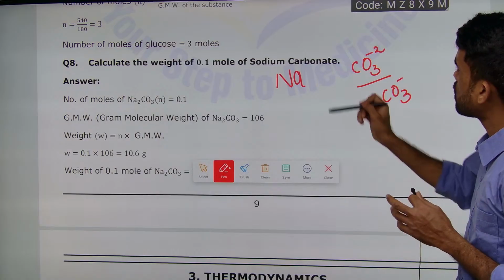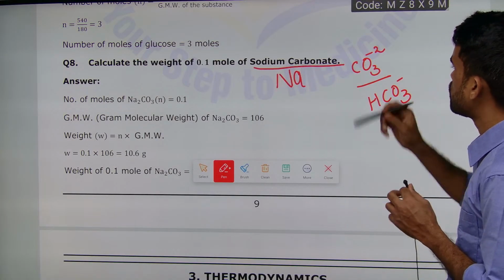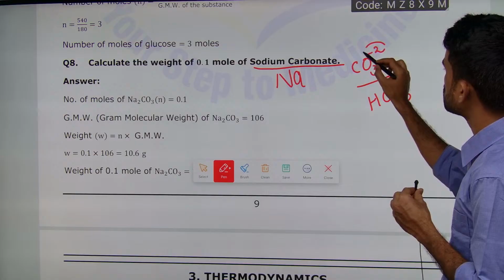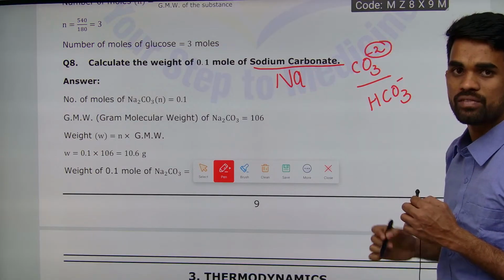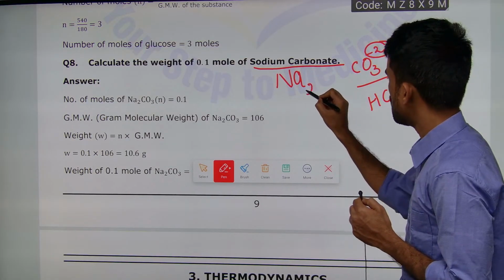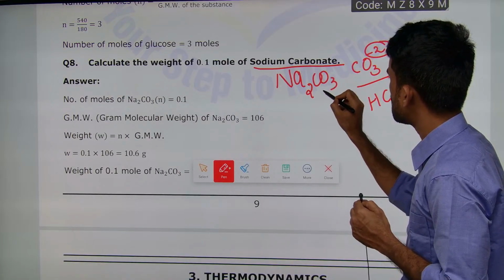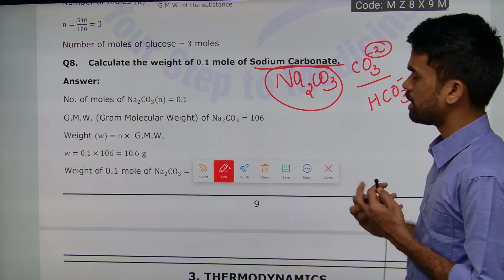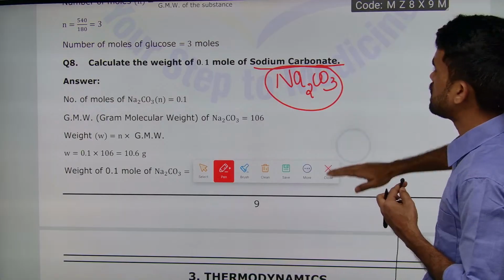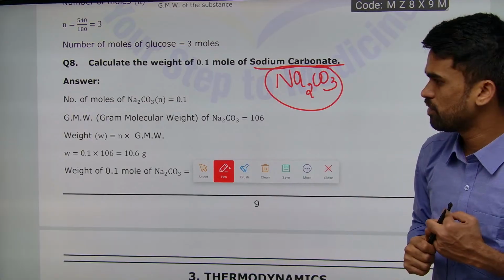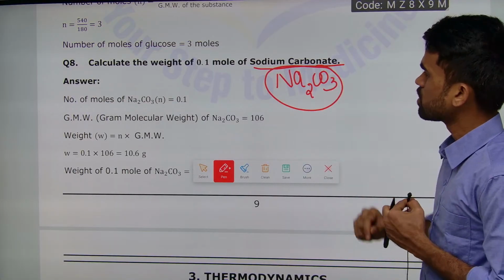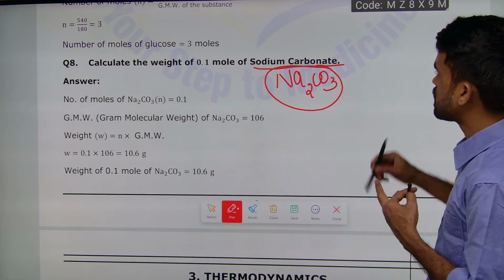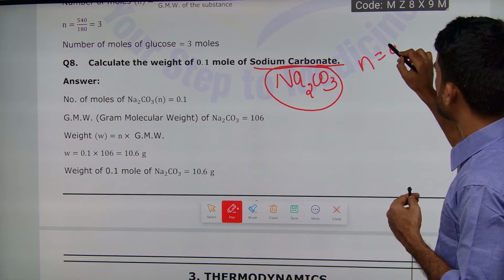What type of compound is mentioned? Sodium carbonate. So carbonate should have a -2 charge, then sodium will have a +2 charge. That means Na2CO3 is the chemical formula of sodium carbonate. So the first thing is getting the formula of the given compound from the chemical name. The number of moles given is 0.1.